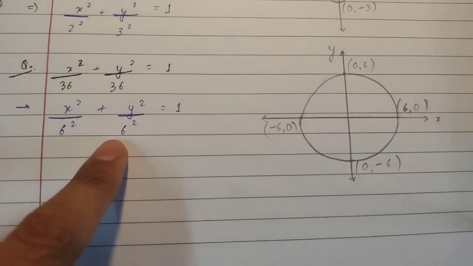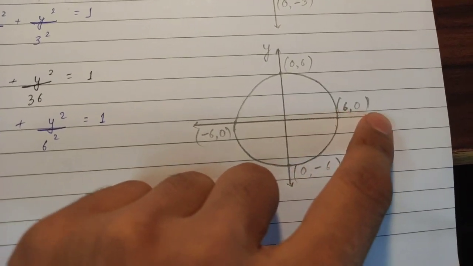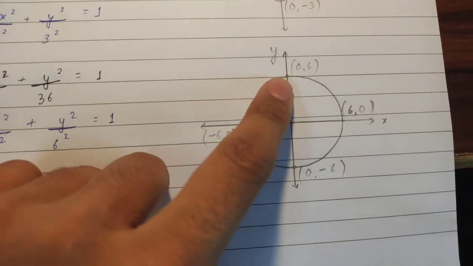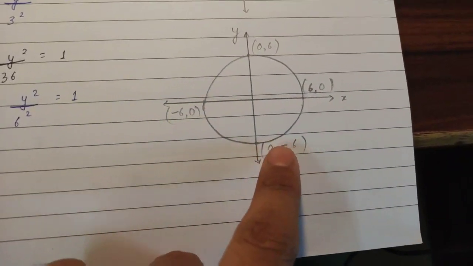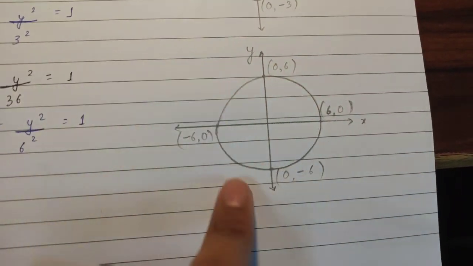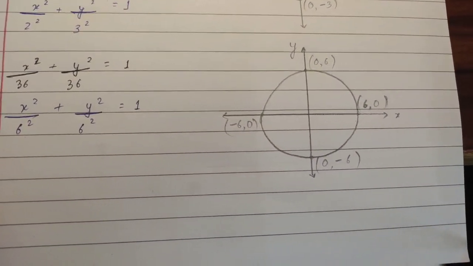See, now both are 6, so we have plotted the points (6, 0), (−6, 0), (0, 6) and (0, −6). After connecting all these points, we get a circle. So the circle is basically a special case of the ellipse.